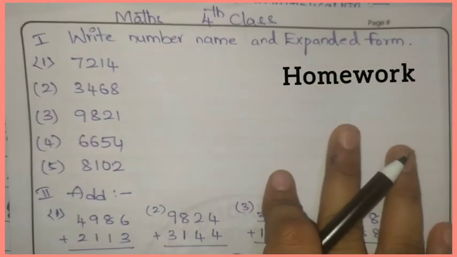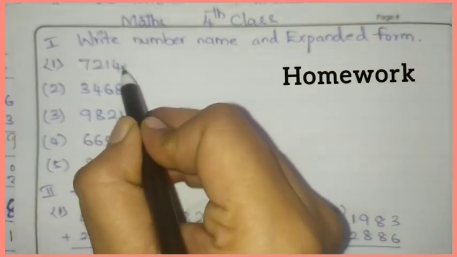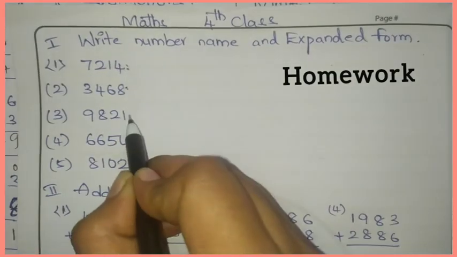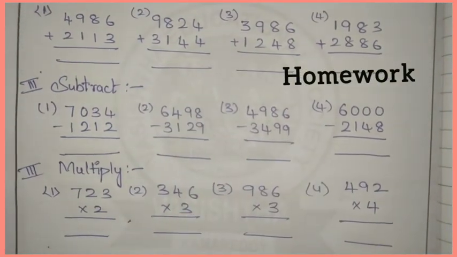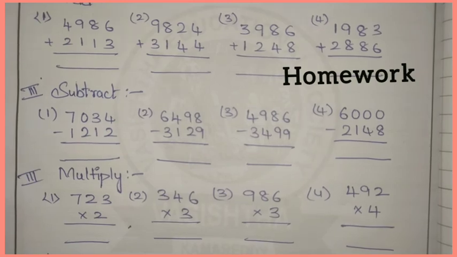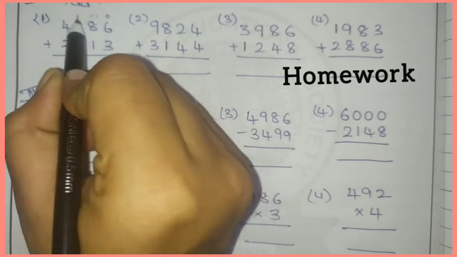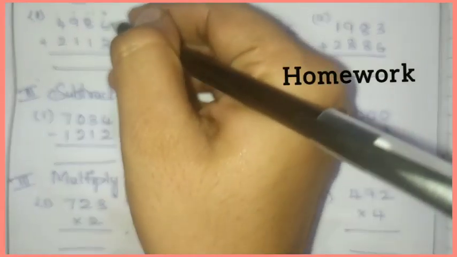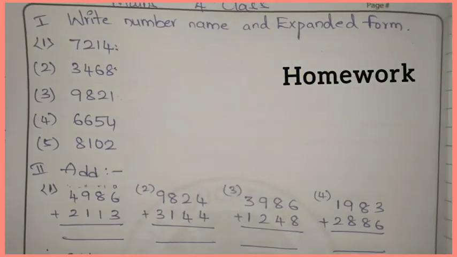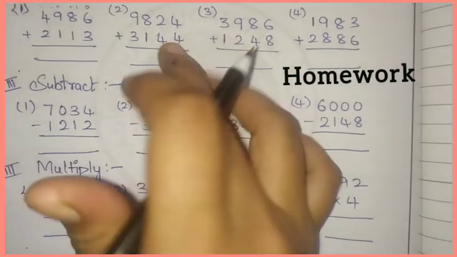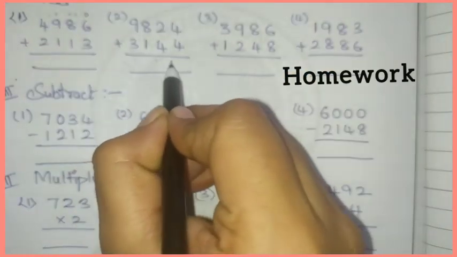Look here, 5 numbers I will give. You have to write number name and expanded form, and do these additions, subtractions and multiplications. Write neatly. Ones, tens, hundreds, thousands, write like that and write in a line. Write these questions with pen in your fair notebook and do the problems with pencil.